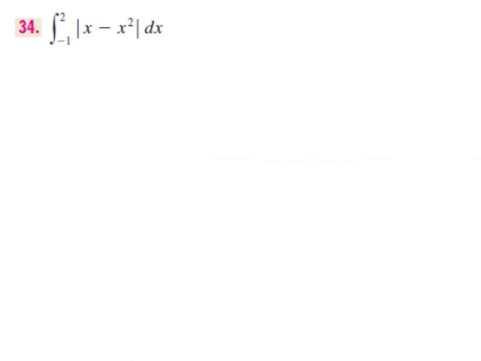So the regular graph, this is what we have to think about, of y equals x minus x squared is a parabola that opens upside down, right? Because it's a negative x squared graph. So, alright, where are its x-intercepts? Let's factor out an x. The x-intercepts, or the zeros, are at 0 and 1.